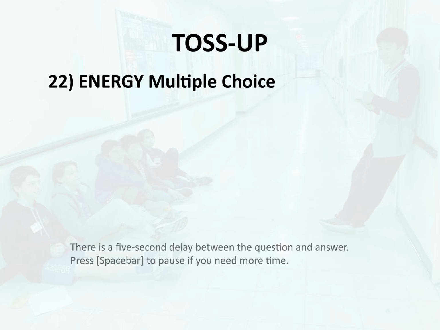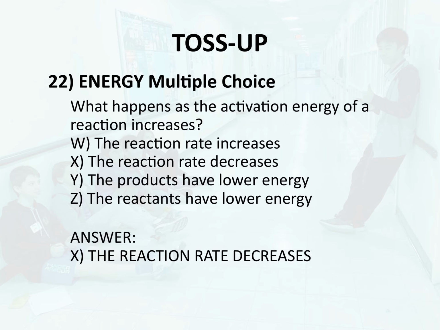Toss-up, 22. Energy multiple choice. What happens as the activation energy of a reaction increases? W. The reaction rate increases. X. The reaction rate decreases. Y. The products have lower energy. Z. The reactants have lower energy. Answer: X. The reaction rate decreases.